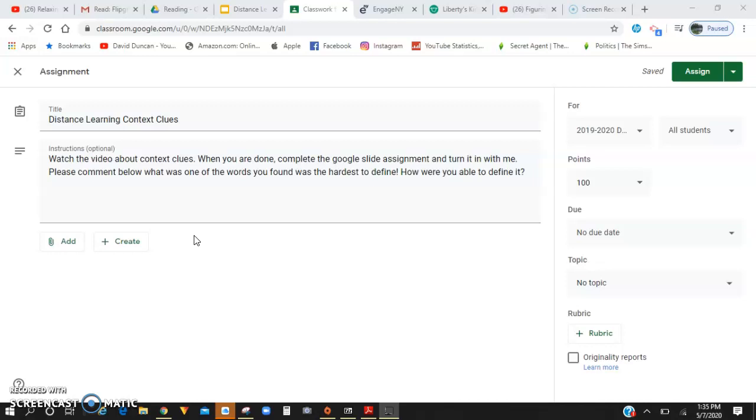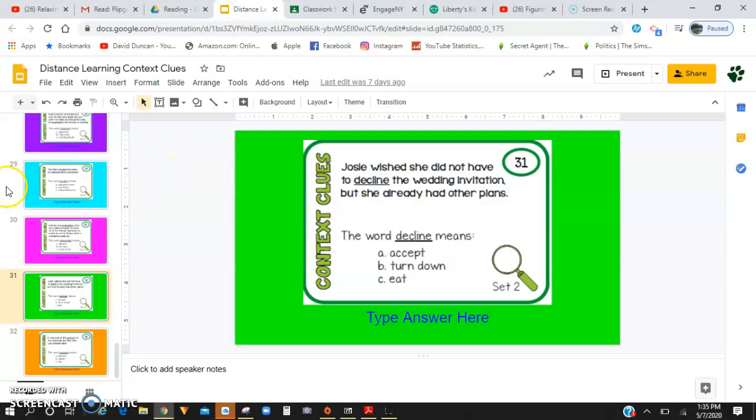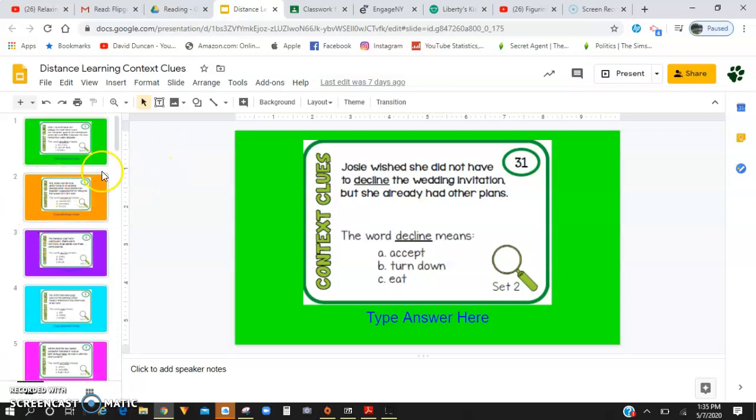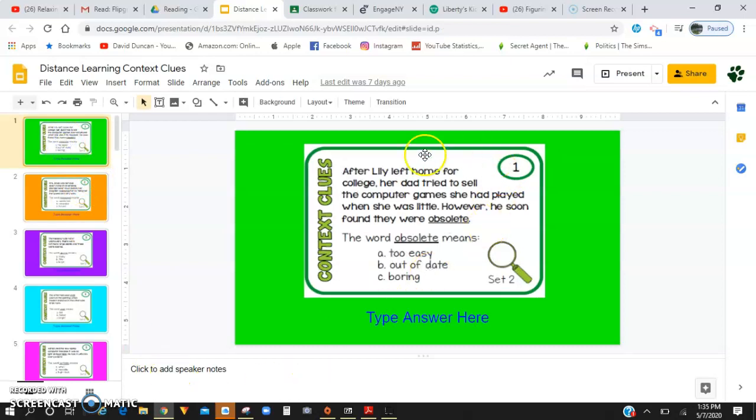Now, what I'm going to be having you do is go to this assignment, and it's a Google slide, and I have different task cards on here. If we were in the classroom, I would have had these cut out into different squares for you, and you would be working with a partner on this. So we're going to be using the same resource in an electronic format. You're going to read the task card, and then look at the word that's underlined.